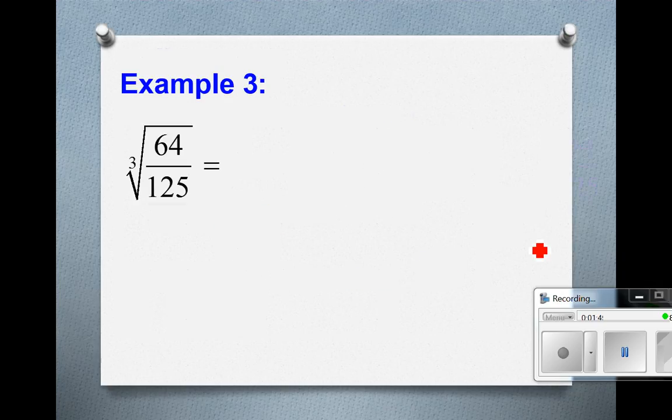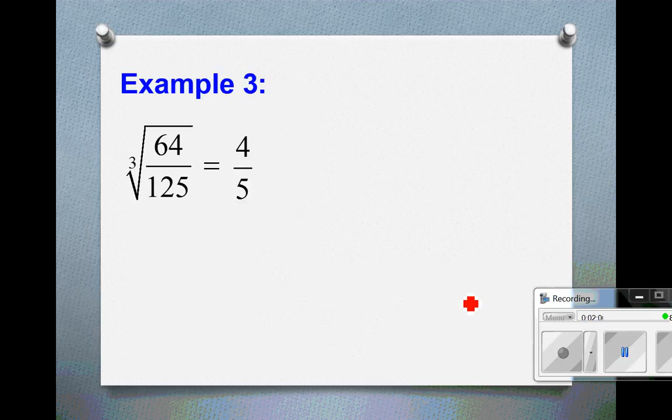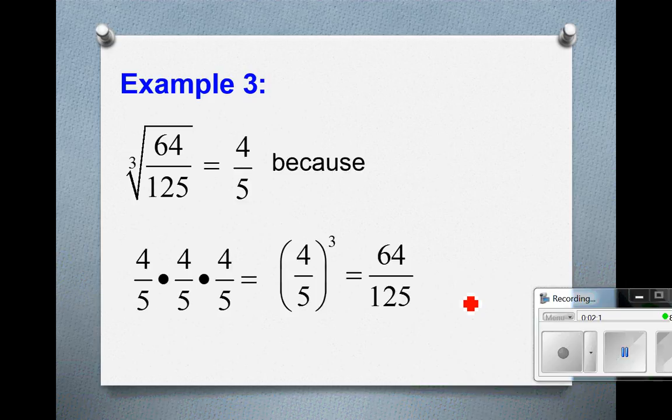Here is example 3. The cube root of 64 over 125. You're going to do this the same way as we did perfect squares. You're going to take the cube root of the numerator and the cube root of the denominator, and you would get 4/5. And that is the answer because 4/5 cubed equals 64 over 125.